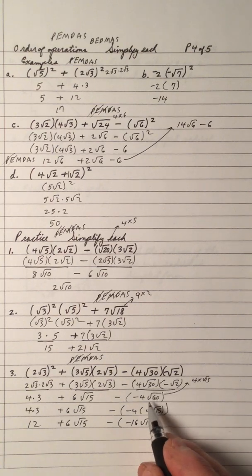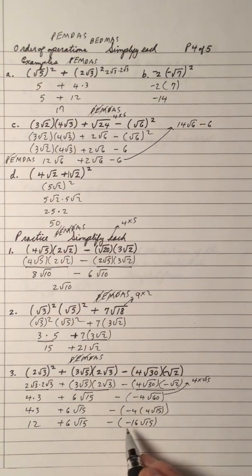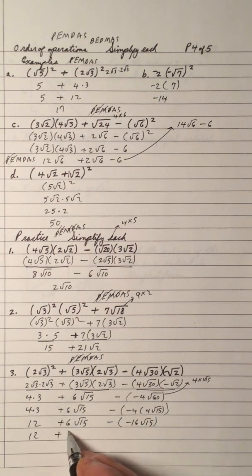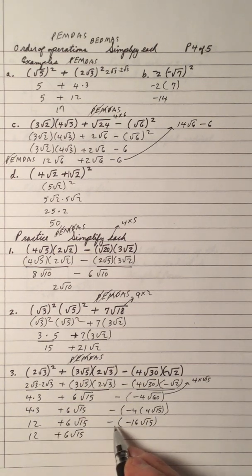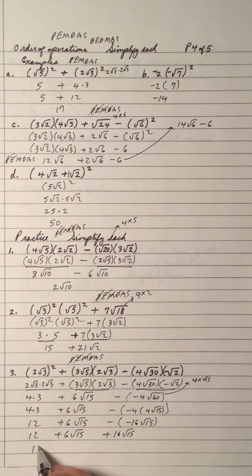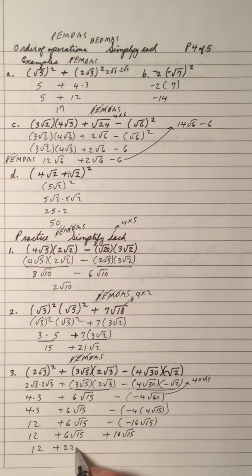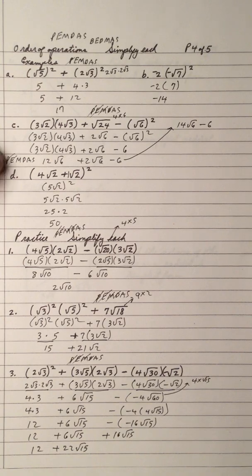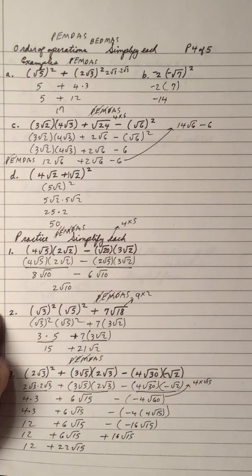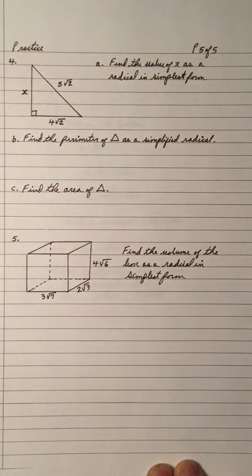Notice I have to keep going with this until it's fully simplified. Negative and negative is a positive, so it's 16 root 15. 12 is not like a root 15, so we can add the two of these together. So 6 and 16 is 22 root 15. Always obey BIDMAS in the order of operations. I keep emphasizing it. Very, very important.